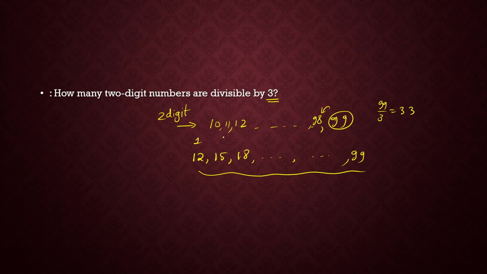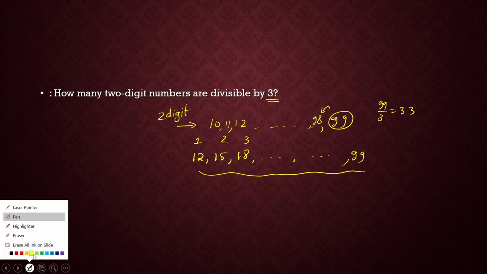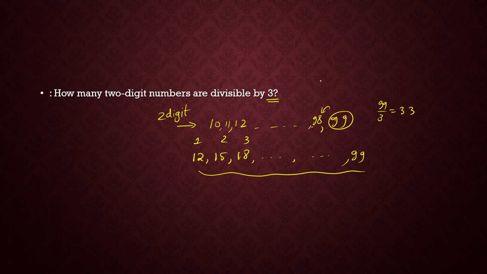So this is your first term. This is your second term. This is your third term. I don't know 99 is which term here. So if I get the value of n here, then that many two-digit numbers are divisible by 3. Right? Yes. So here the last term, L, is how much? It's 99. And the first term A is 12. Common difference D is 15 minus 12, that is 3.